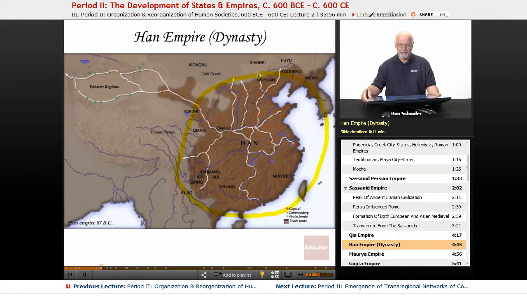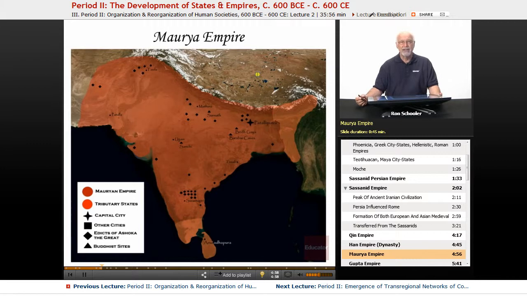The Maurya Empire, this one is in India, and you can see what a huge amount of territory this covered. Just all of what is India and Pakistan, Bangladesh today. And we have a famous ruler, Ashoka, who was converted to Buddhism and then wanted to convert all of India, or his empire, to Buddhism, and established ways of accomplishing that.